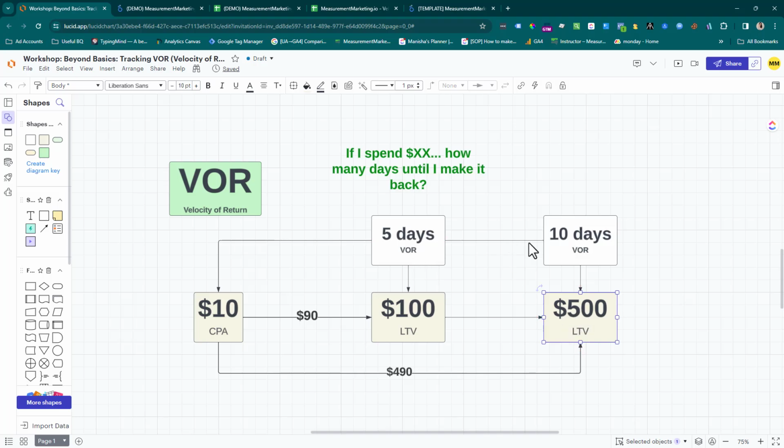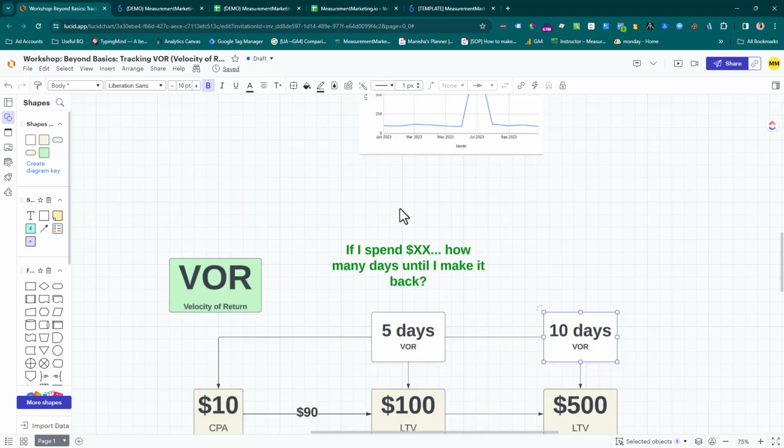Well, I was thinking, that's like $400, right? And then the total on 10 days is $500, right? So this is also showing the velocity of return at 5 days, but what's your velocity of return at 10 days? So it can be kind of like growth. Well, here's your VOR at 5 days. Here's your VOR at 10 days, which is awesome because many of us have those funnels.